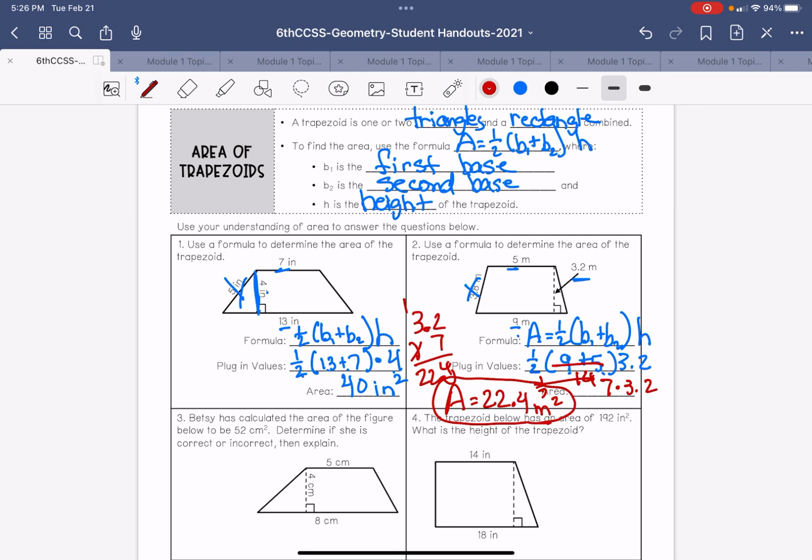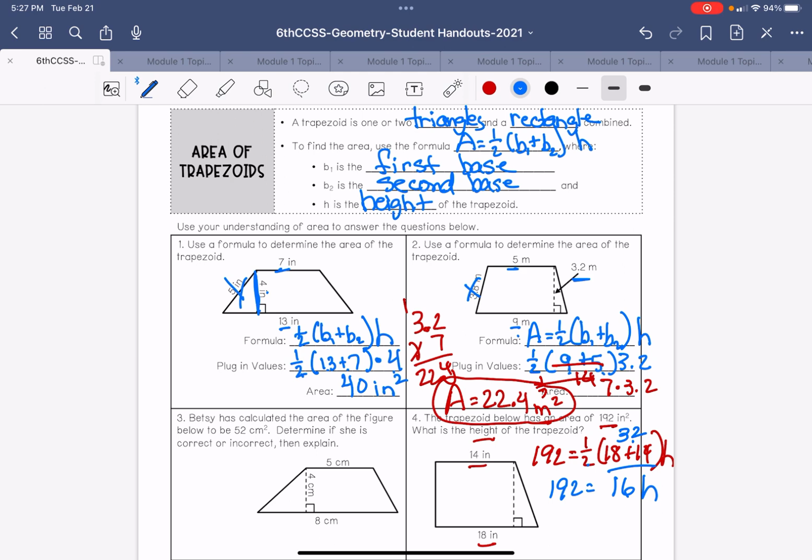This one tells you what the area is, and you are going to find the height. So in our formula, we know the area, 192 equals 1/2 base 1 and base 2 added together times the height, which we don't know. So to solve this one, you still have to do what's in parentheses first. 18 plus 14 is 32. 32 divided by 2 is 16. So you now have 16h is what's left of your problem.